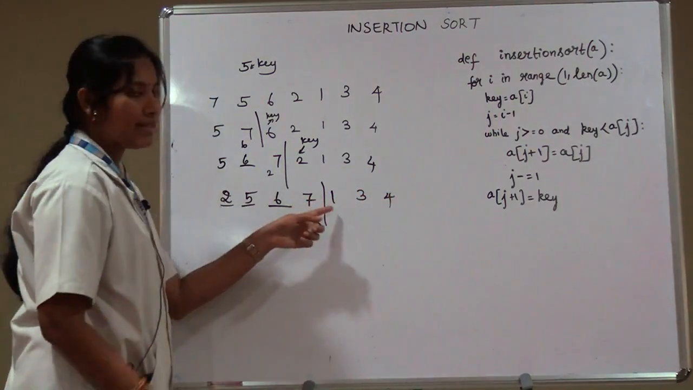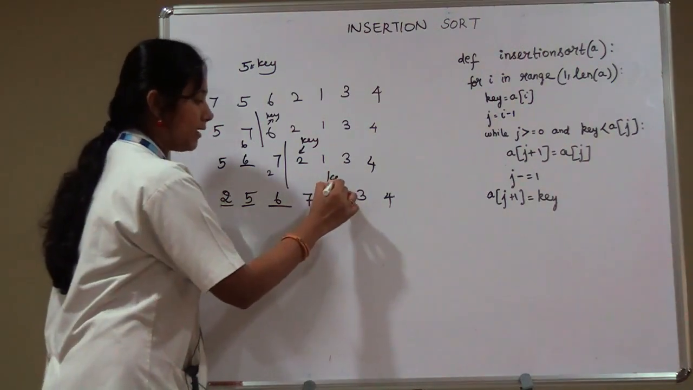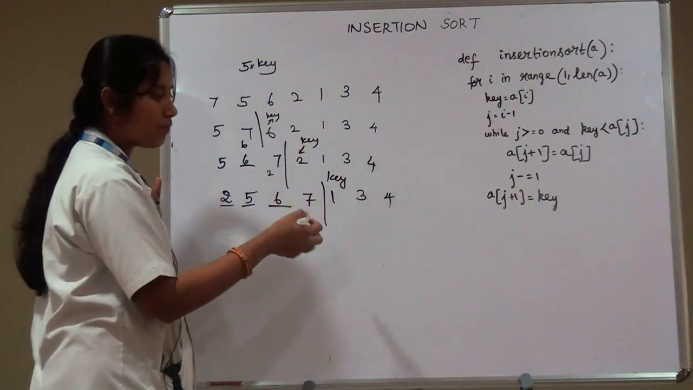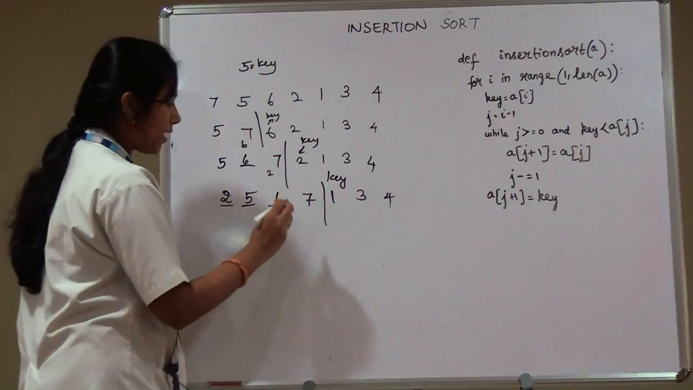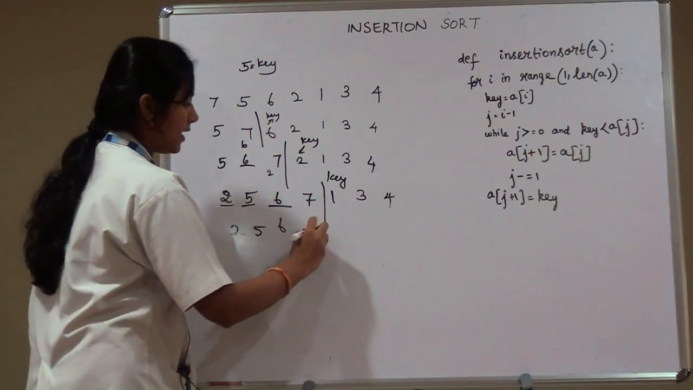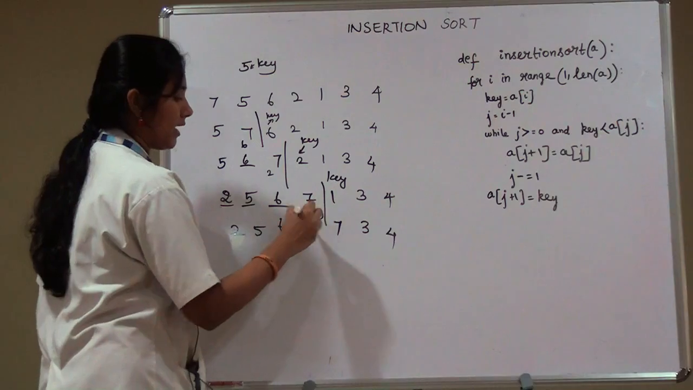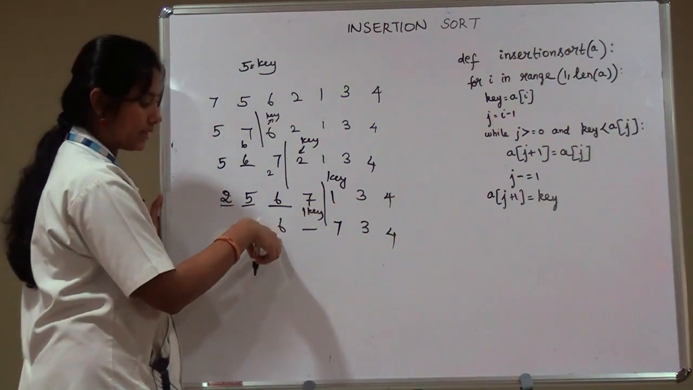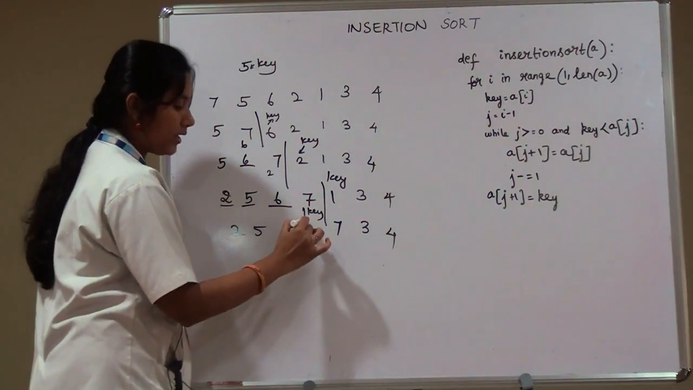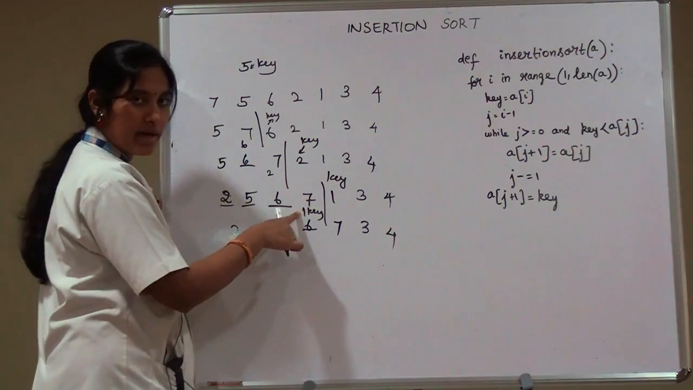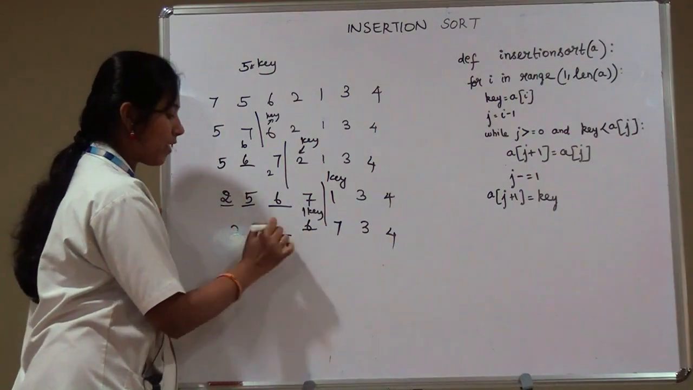Now which one is my key? The next element, which is 1. So 1 is my key. Again I repeat the step. I compare my 1 with 7. 7 is greater, so I move my 7 to the right. There is a blank space here, then 7, 3 and 4. 1 is my key. Now I compare my 1 with 6. Again 1 is the lesser element, so I move the 6 to the right. Now I compare 1 with 5. Again 1 is lesser, 5 is greater, so I move my 5 here.